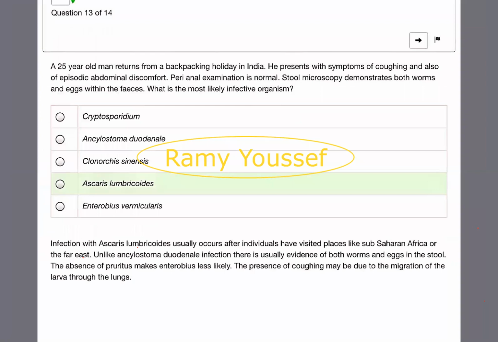Yes. If the perianal examination here is said normal; in perianal examination you would find worm-like structures, so it would be Enterobius vermicularis. Okay. Yes.